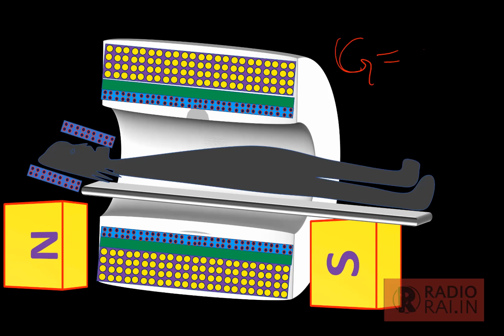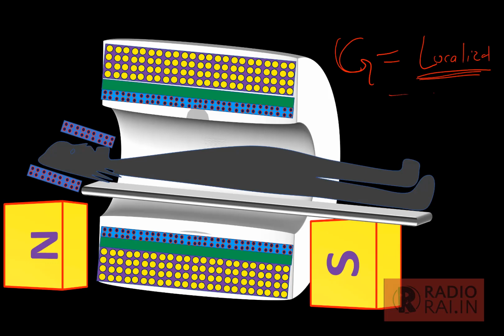Gradient coil is used for the localization of the tissue. How this gradient type coil is used for the localization, I'll tell in the next class. RF coil is used to send and receive the signals, to stimulate and receive the signals, which I'll explain now.